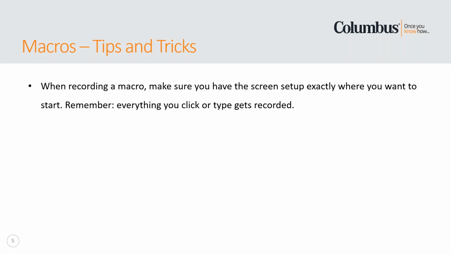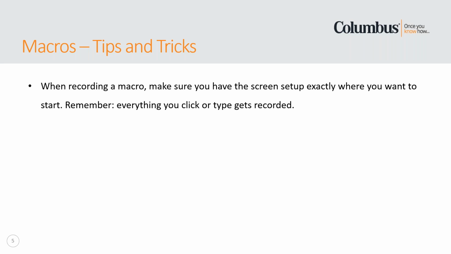When you're recording a macro, make sure that you have the screen set up exactly where you want to start, exactly what you want to have in the macro. So if I'm going to record a macro that's inserting new customers, I'm going to want to have the customer maintenance window open. I'm going to want to have my cursor already in the customer ID field before I go up to tools, macro, record macro. I want the screen and cursor set up exactly where I need to be in order to get the steps recorded correctly.